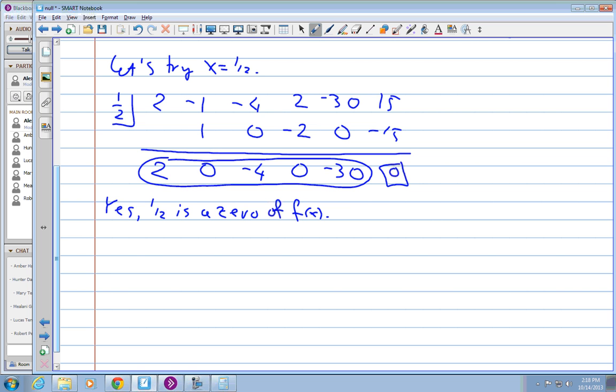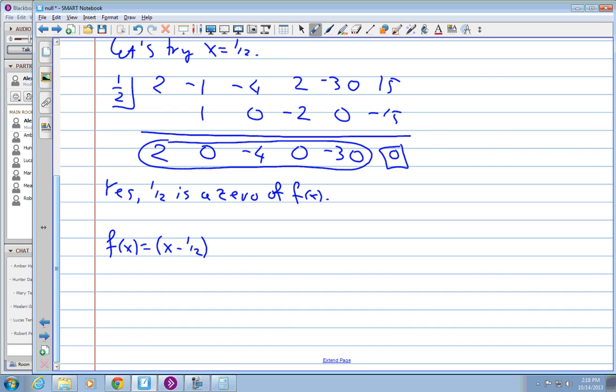Because as of right now, our polynomial is x minus 1/2. So, 1/2 is one of the zeros, so x minus 1/2 is a factor. And then times all that, which is 2x to the power 4 minus 4x squared minus 30. Is that right? Doesn't have a cubic, doesn't have the first power.